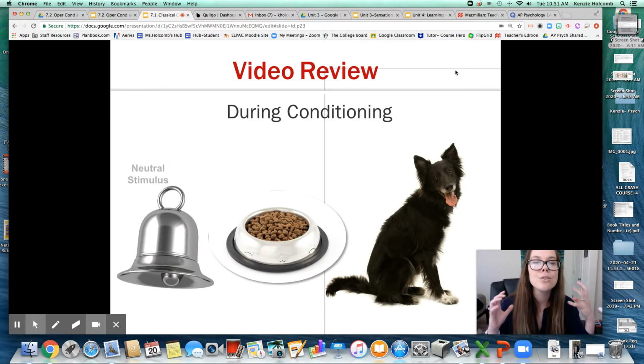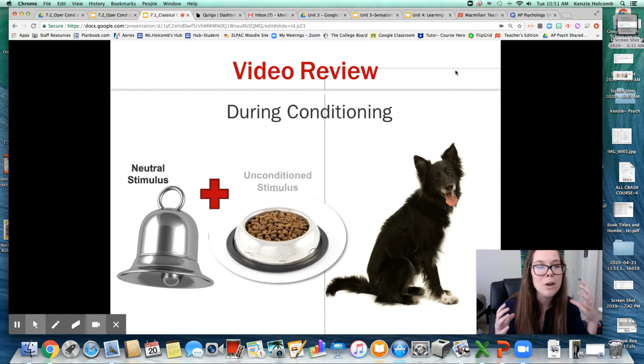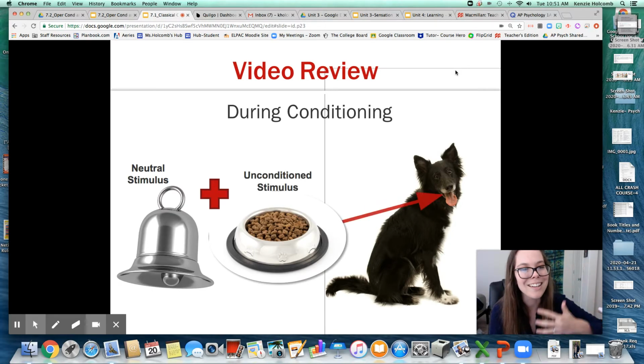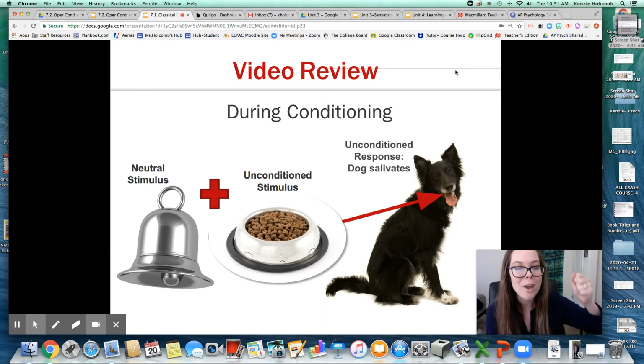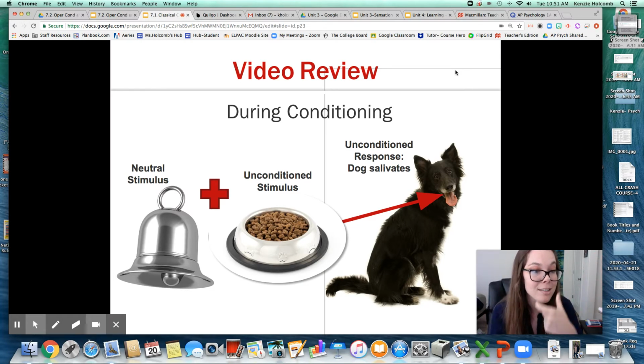Now, during conditioning, you're going to repeat this action over time, where with the bell and seeing the food, the dog starts to salivate. So the dog is slowly going to start to associate the bell with food, right? So now the bell and the food make the dog salivate. Okay, so this is during conditioning. This is over repetition.